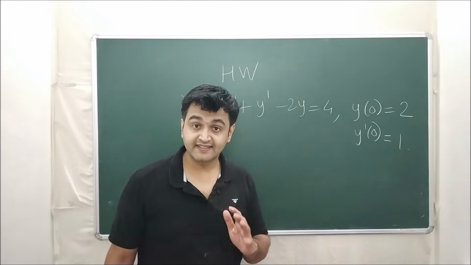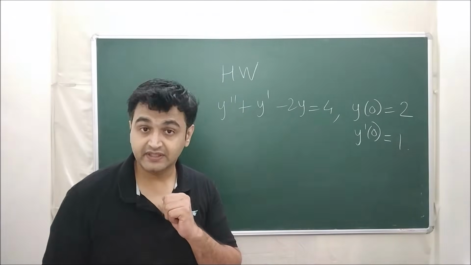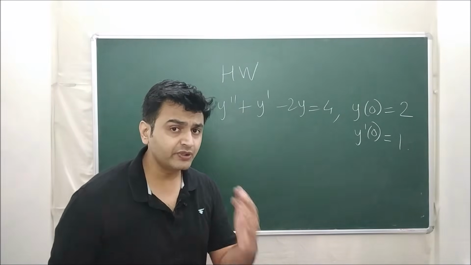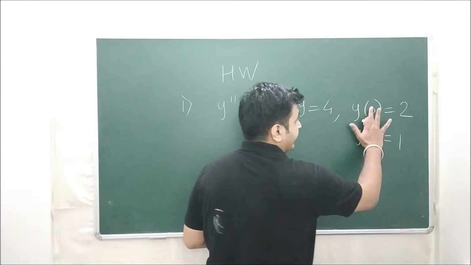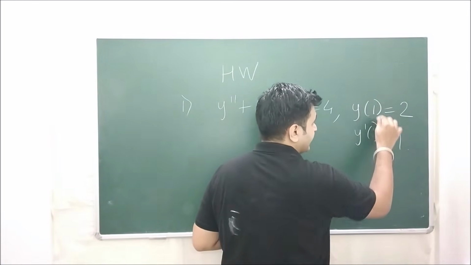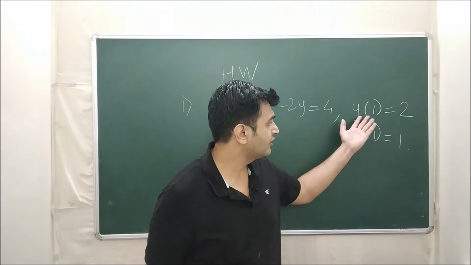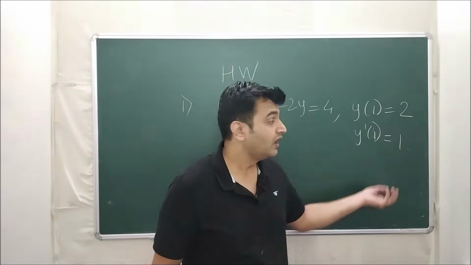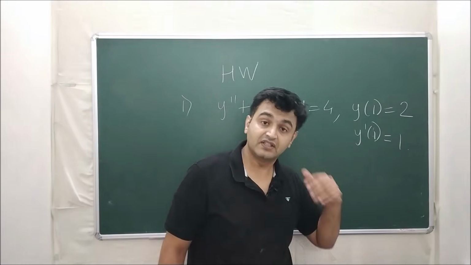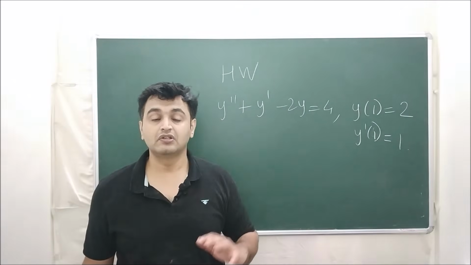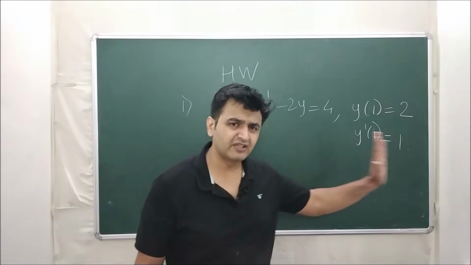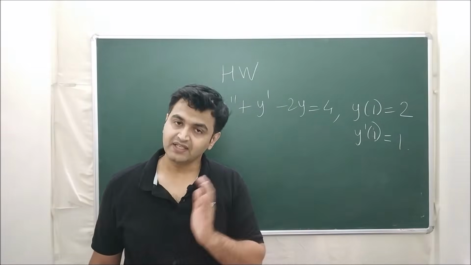Now in the next session I will tell you how to deal with the initial value problem if in place of 0 something else is given to you. Suppose y of 1 and y dash of 1 are given to you, or y of 8 and y dash of 8 are given to you. If some number is given to you other than 0, then how do you solve using Laplace transform? Then you do some kind of translations that I will do in my next lecture.